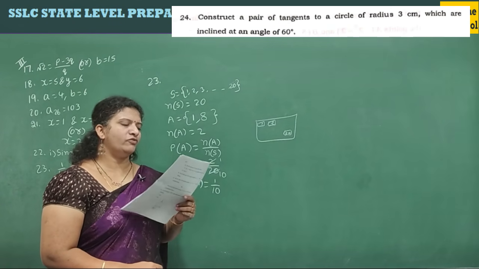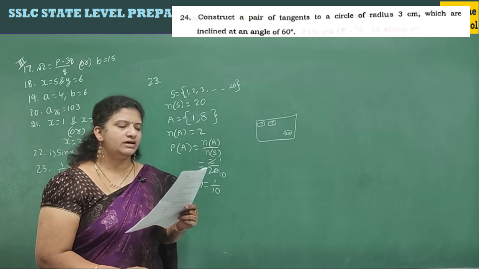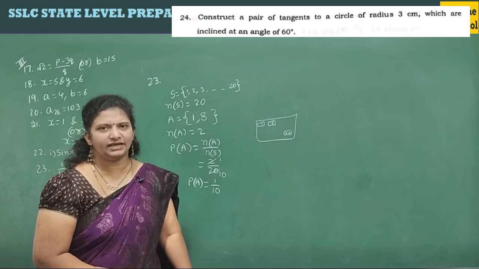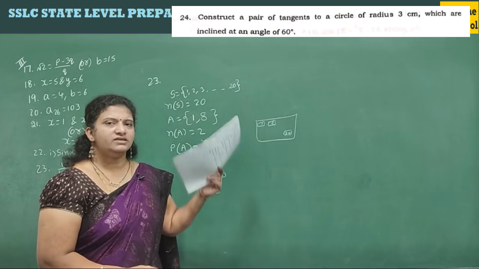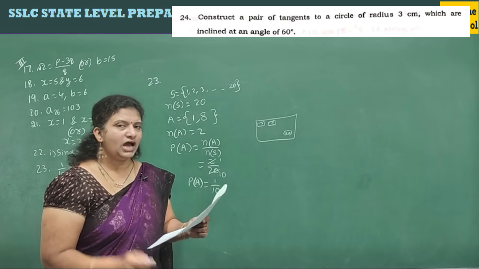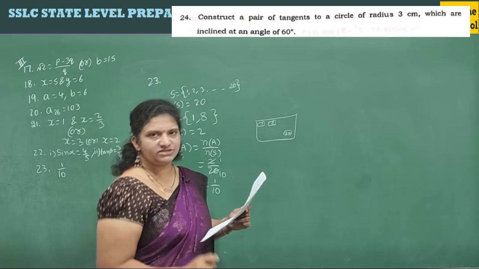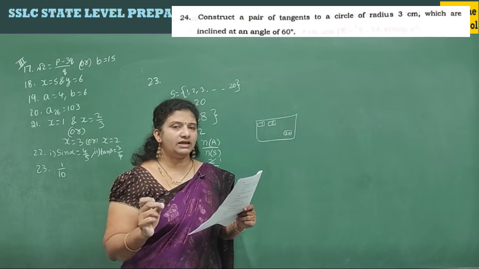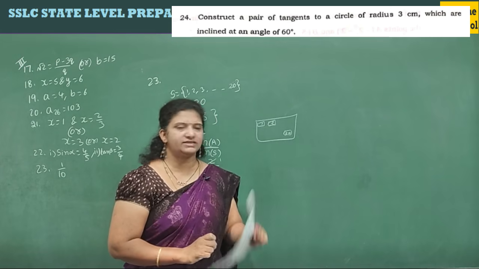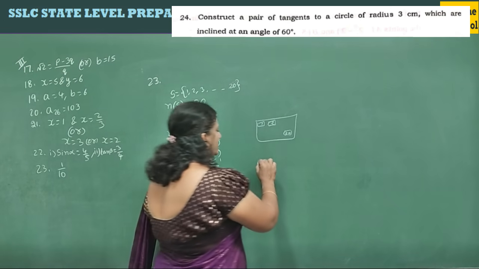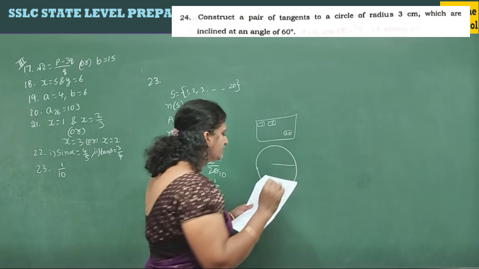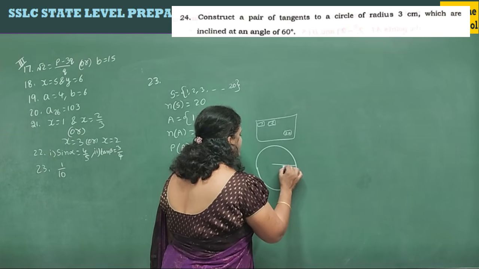24th, construct a pair of tangents to a circle of radius 3 centimeters which are inclined at an angle of 60 degree. This is a construction. Just I'll show roughly. Observe a point in this, children. The tangents are inclined at an angle of 60 degree. What is the circle radius here? Circle radius is 3 centimeters.